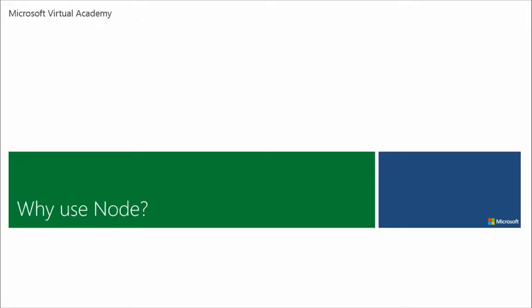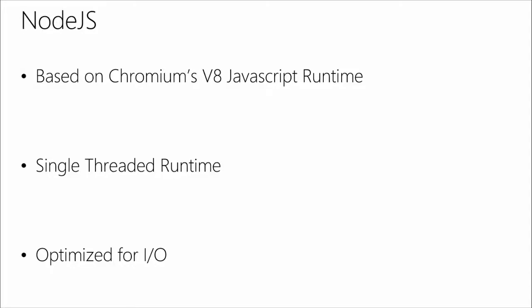So why should you use Node? Well, it runs on JavaScript. It's based on the same JavaScript runtime that's in the Chrome browser, so it's a mature runtime sitting underneath it. It's completely single-threaded, which means it's actually pretty fast at optimizing for input-output. So for things like a web server, where it handles a ton of requests, it can serve those requests and continue to the next one very fast.